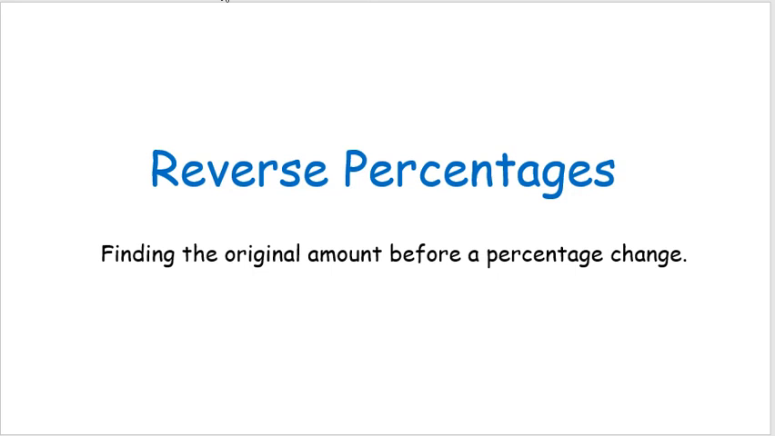Reverse percentages, also sometimes known as backwards percentages. The goal here is that we're going to try and find what the original amount was before a percentage change. What we've looked at so far is given the original amount, and we apply a percentage change and work out what the new amount was. But imagine I told you what the new amount was, could we work out what the original was?